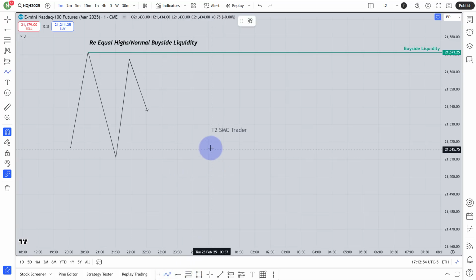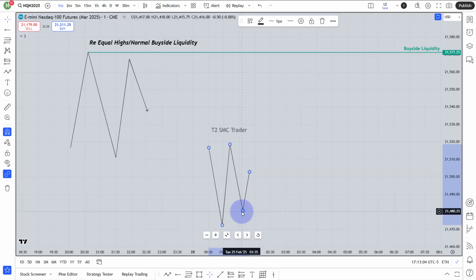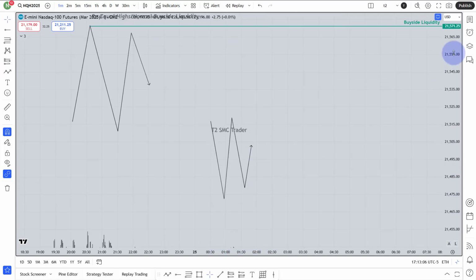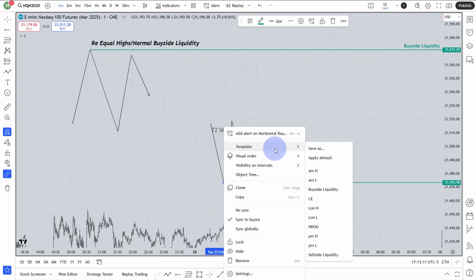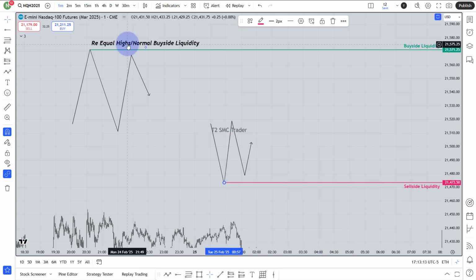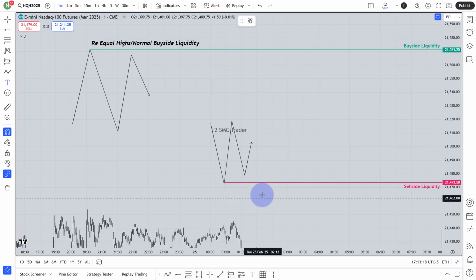Same thing for the sell side liquidity. There can be a swing low and another swing low that will be very near to that swing low. It's gonna be our normal sell side liquidity. So I'd love to write it as normal sell side liquidity. Okay, so here this is going to be our sell side liquidity or normal relatively equal lows. So I'll copy this, Control C, and Control V. Normal relatively equal lows or normal sell side liquidity.